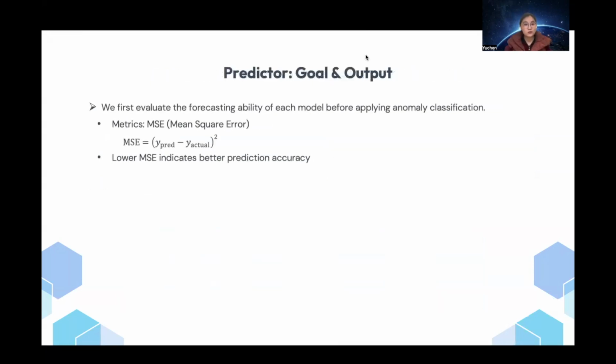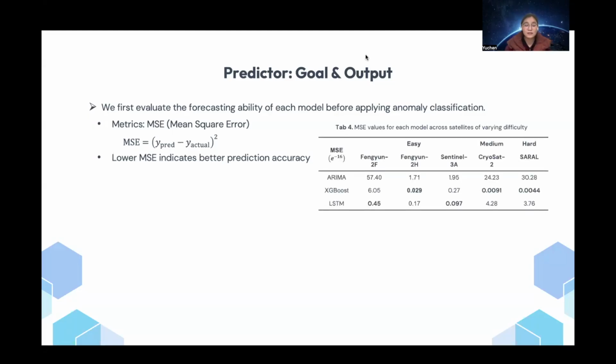Since we're using a 2-step approach, we first evaluate the predictor separately. We use mean squared error, usually referred to as MSE, to measure how well each model predicts the next orbital value. Lower MSE indicates better accuracy.